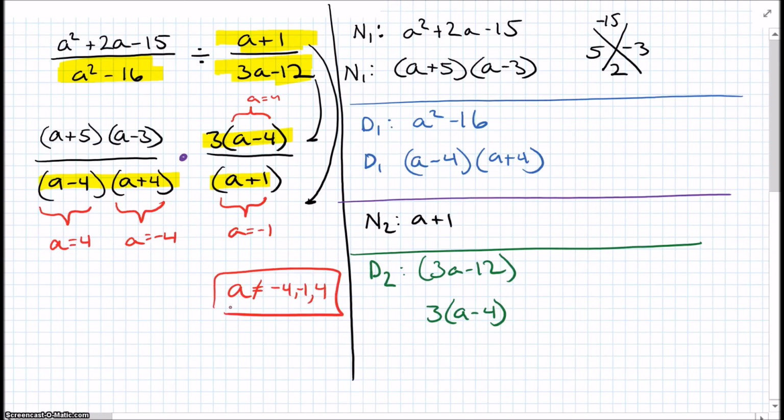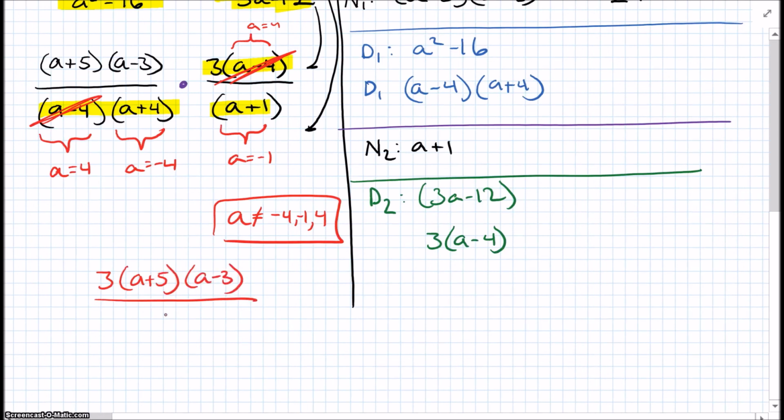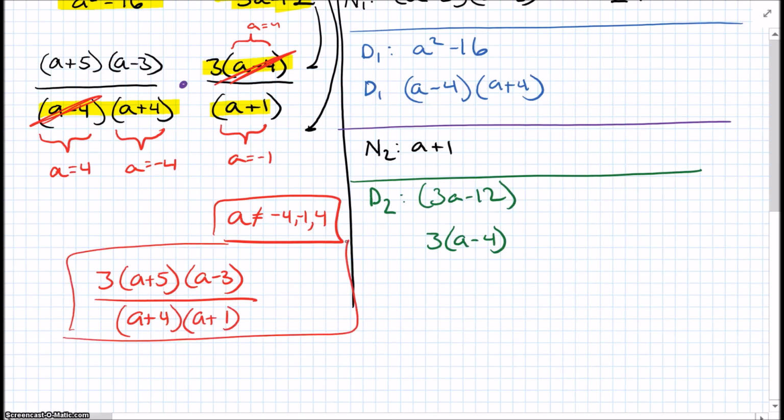So can I simplify this now? Let's look. I have an a minus 4 on the bottom and an a minus 4 on the top. And that is it. So I can rewrite this as 3 times (a plus 5) times (a minus 3) all over (a plus 4)(a plus 1). So with the restrictions we have listed above, that is it.